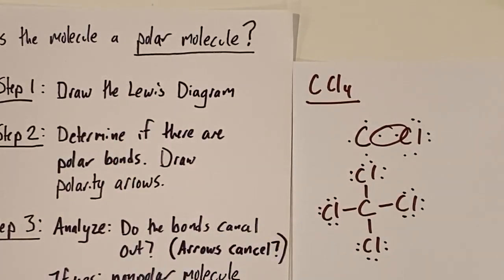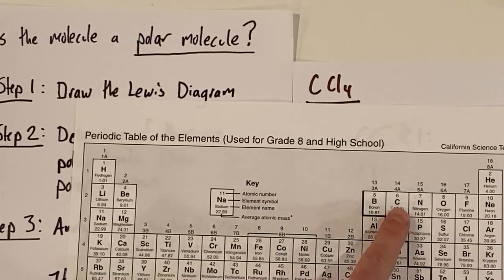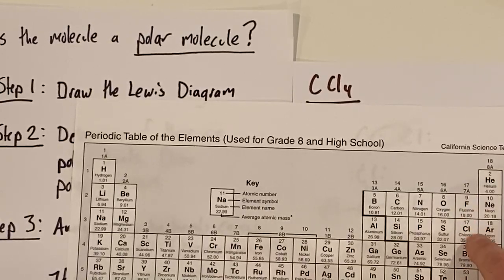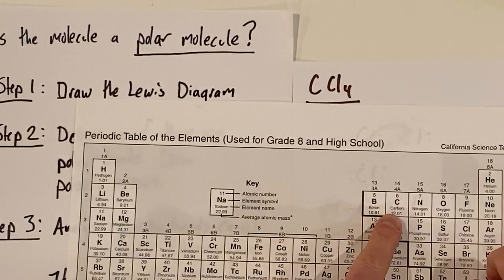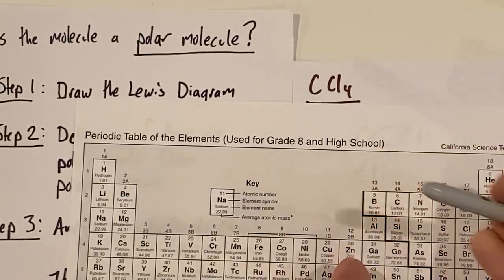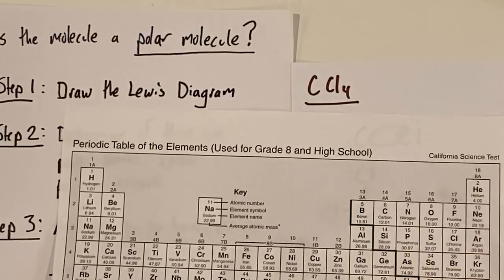Now let's determine if there are polar bonds and draw polarity arrows. So again, let's bring out our periodic table. Here's carbon, here's chlorine. Remember, the most electronegative atom is fluorine. Chlorine is pretty close to fluorine, so it's going to be quite electronegative. Carbon is a distance away from fluorine. It's going to be less electronegative than chlorine. So therefore, if chlorine is more electronegative than carbon, it's going to pull harder on the electrons in the bond, and it's going to be pulling electrons closer to itself. It's going to be the more negative atom.